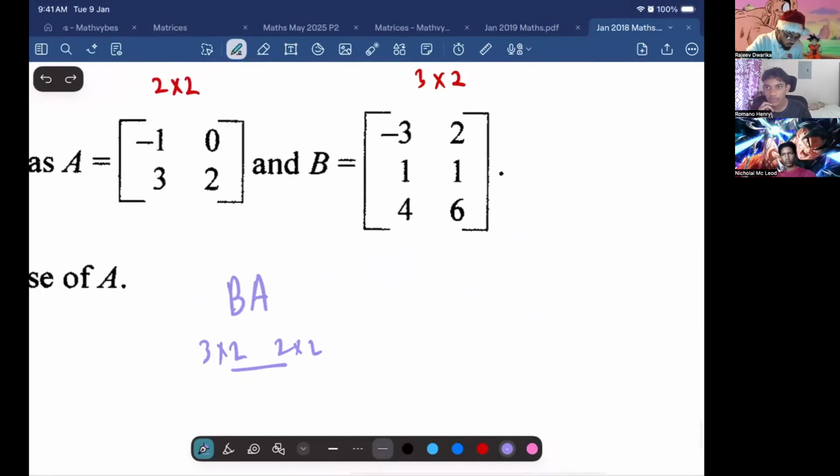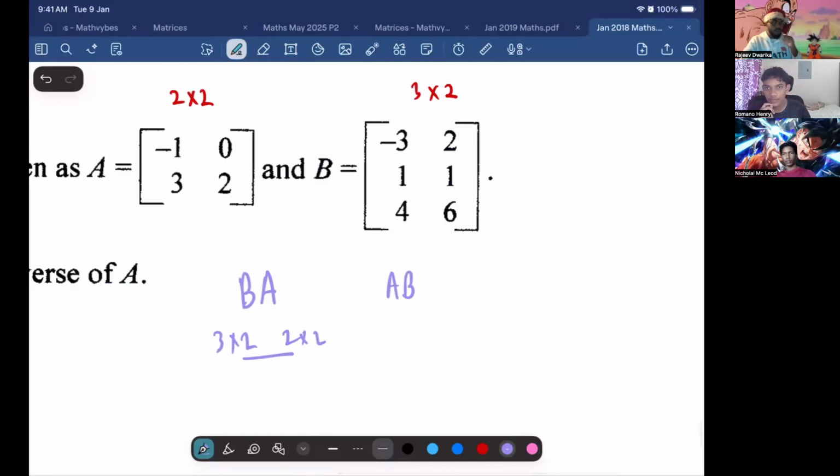Do you all think A by B could work? What is the order of matrix A? 2 by 2. What is the order of matrix B? 3 by 2. Would 2 by 2 and 3 by 2 work? No. So I'm gonna put a little broken heart here.